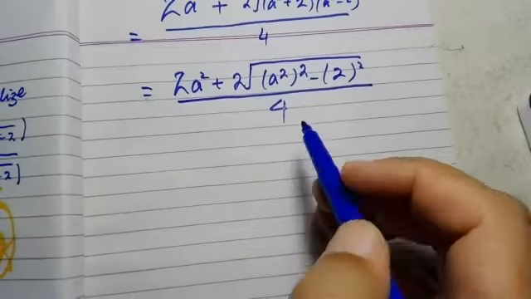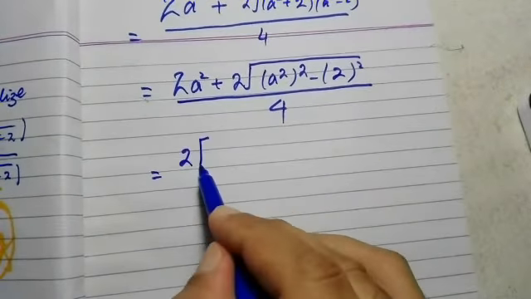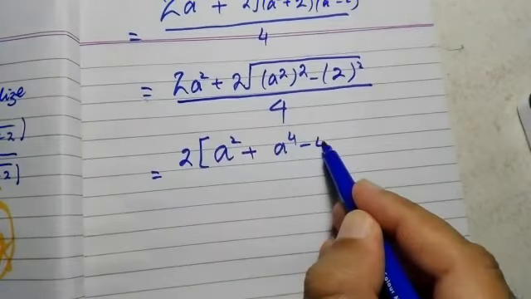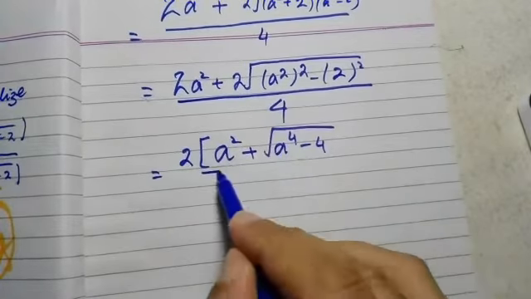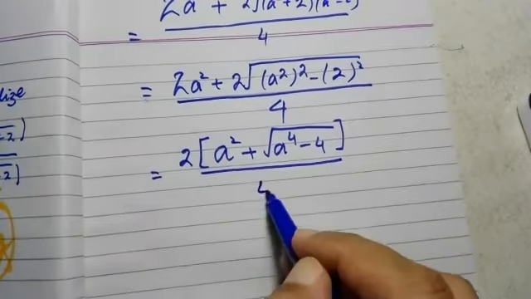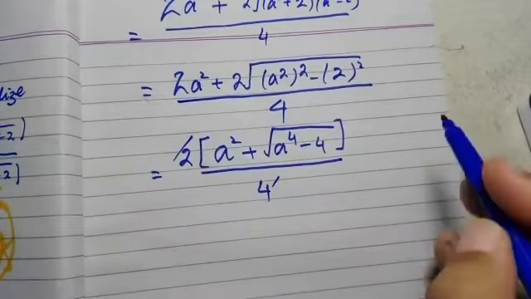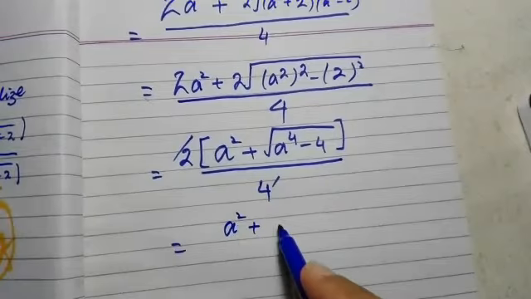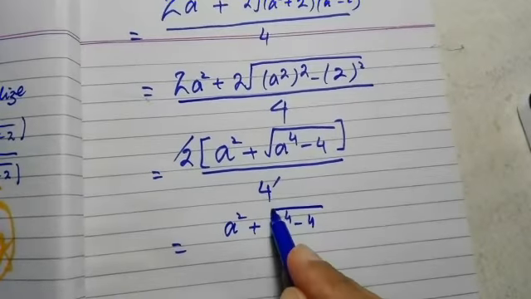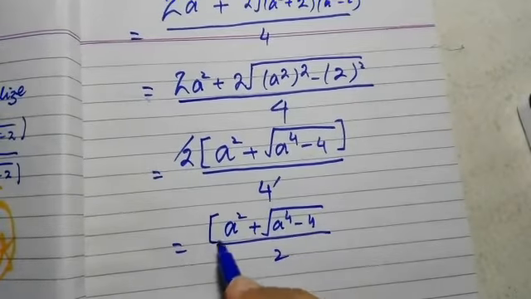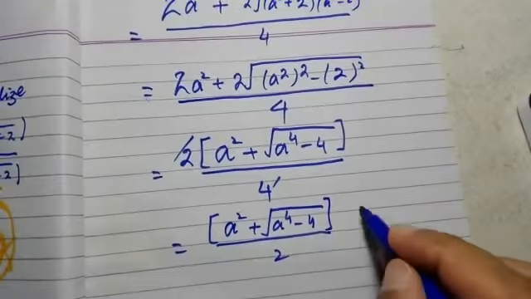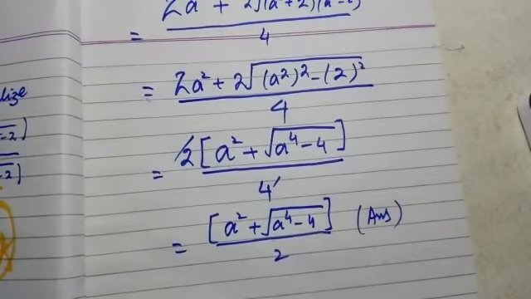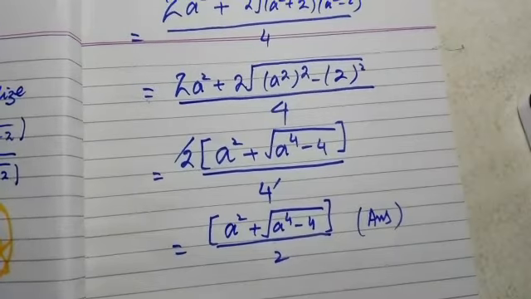So you will take 2 common from the numerator, and it will be a square plus a to the power 4 minus 4, whole divided by 4. Now you can cancel this 2 with 4, and your last step answer will become a square plus a to the power 4 minus 4, divided by 2. So this finishes the question. Please check the answer. If it is correct, then I will explain the whole question again from the very beginning.